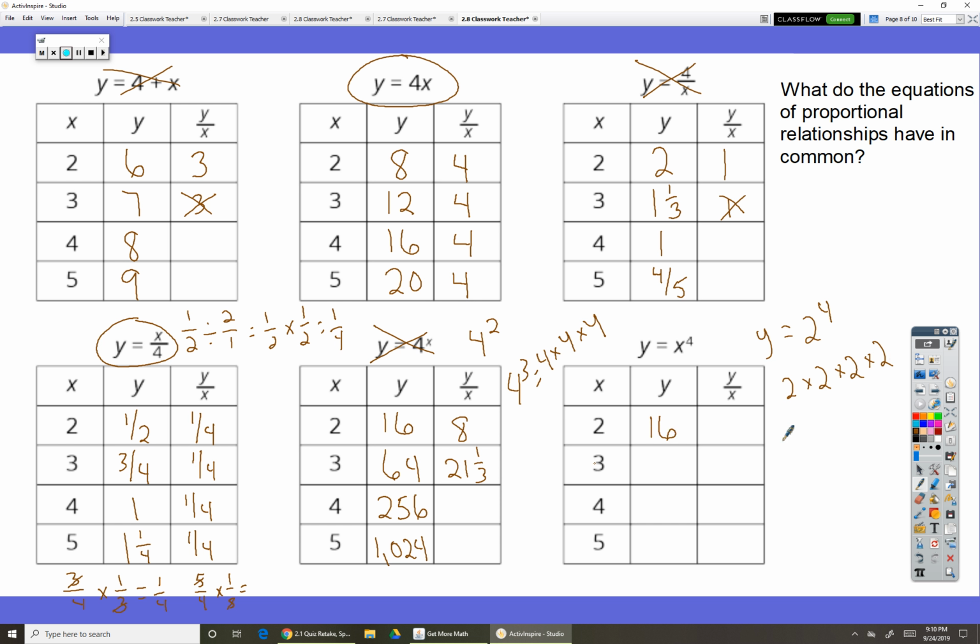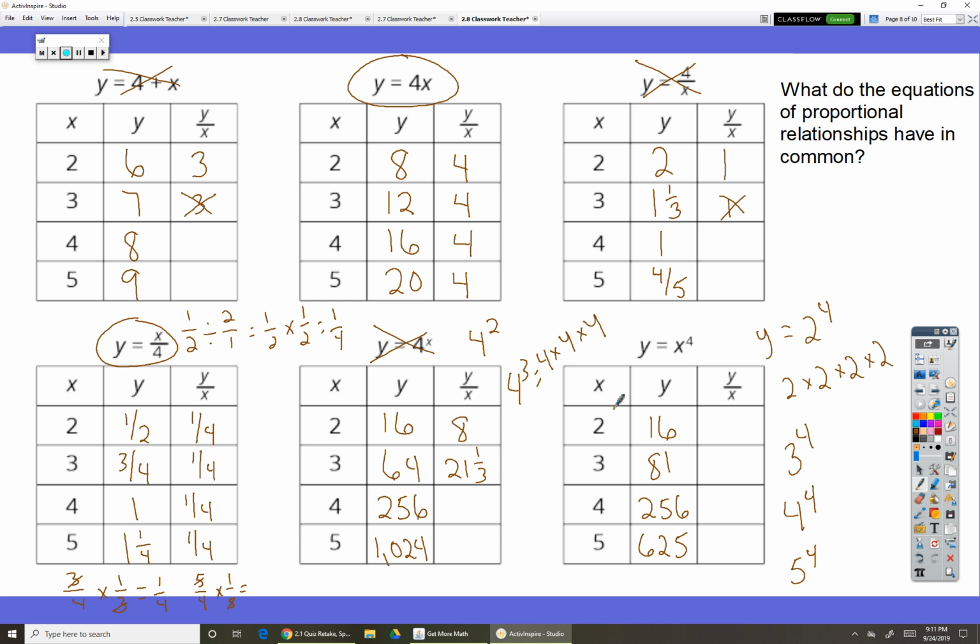If x is 3, we have 3 to the fourth power. So we're going to multiply 3 times 3 times 3 times 3, and we get 81. 4 to the fourth power is 4 times 4 times 4 times 4, which gives us 256. And finally, 5 to the fourth power is 5 times 5 times 5 times 5, which is 625.